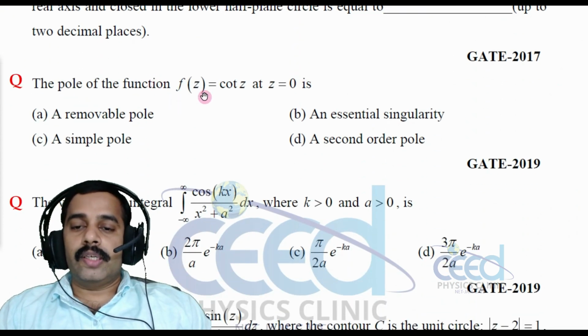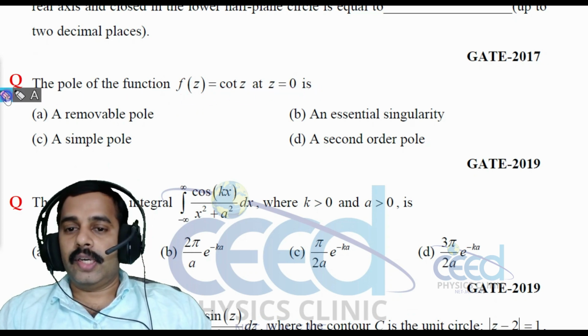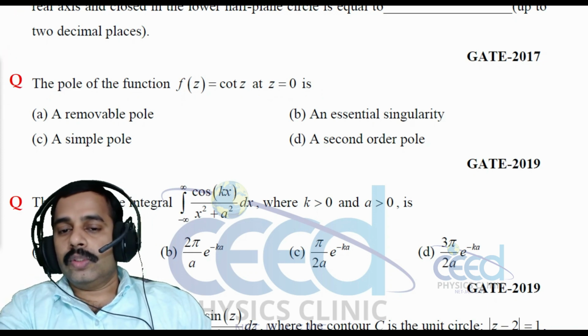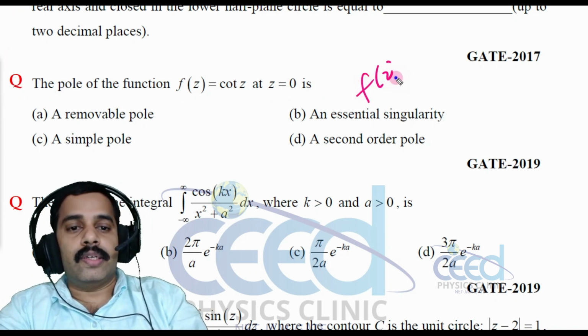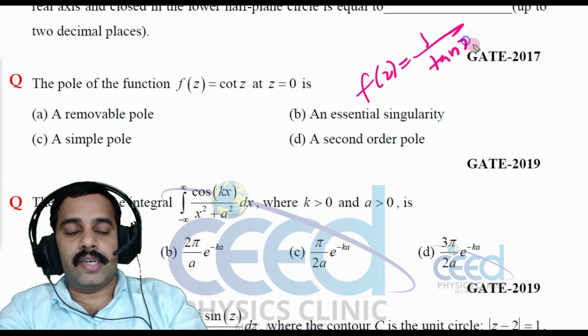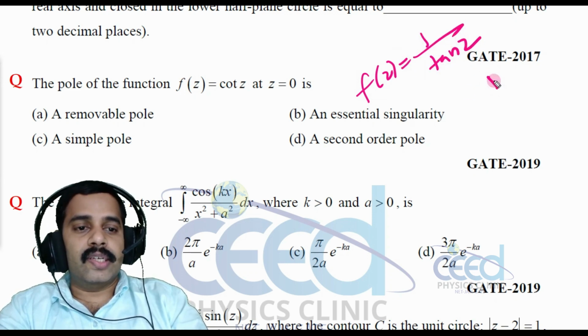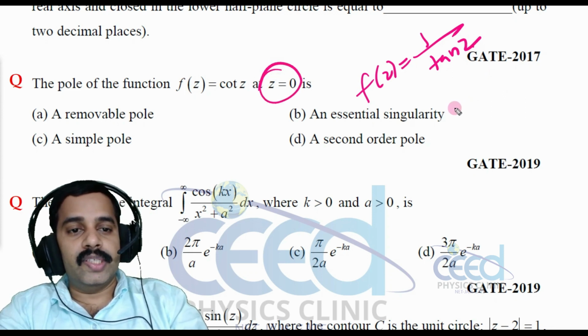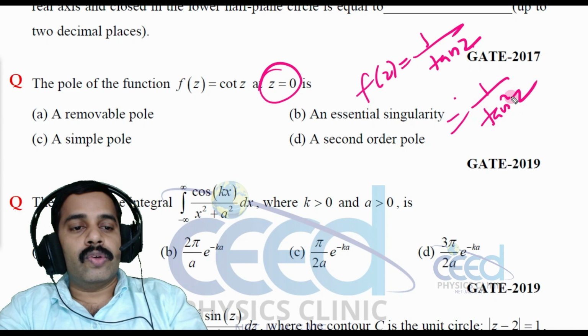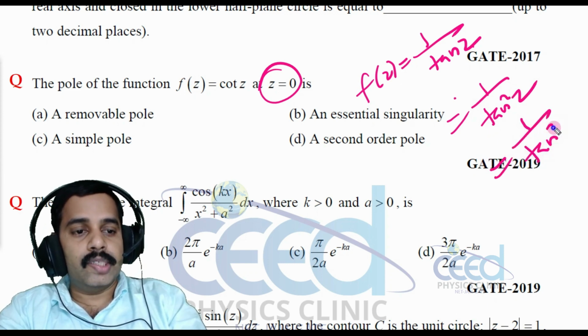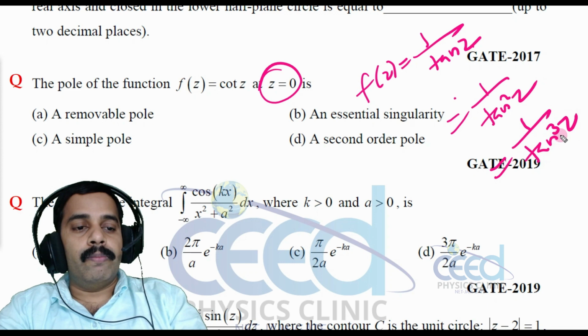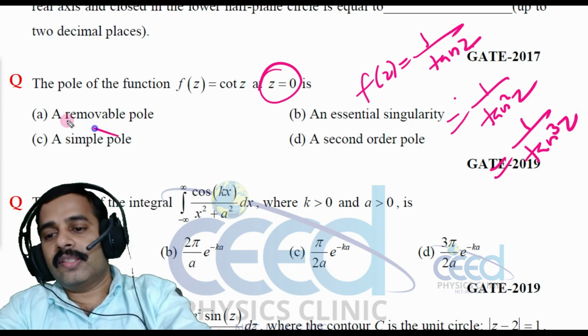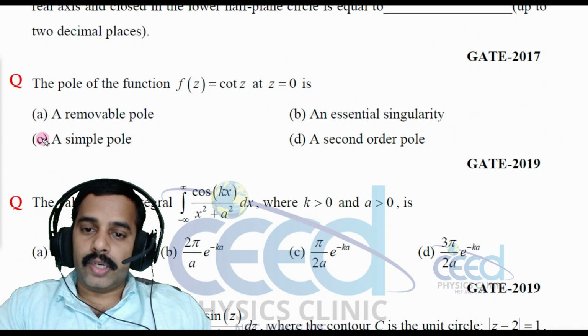The pole of the function f of z is equal to cot z at z is equal to 0 is, right? So here also f of z is equal to 1 by tan z. Cot z I can write as 1 by tan z. So tan z is equal to 0 at z is equal to 0, that is a pole, but that is a simple pole. If it is 1 by tan square z, then z is equal to 0 is a double pole. If it is 1 by tan cube z, then z is equal to 0 is a pole of third order. So this is a simple pole. It's a direct question.